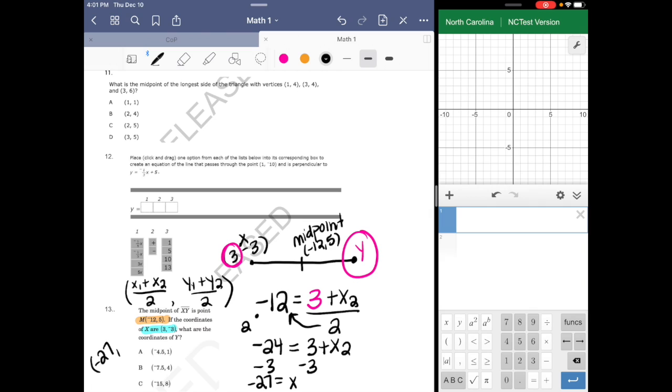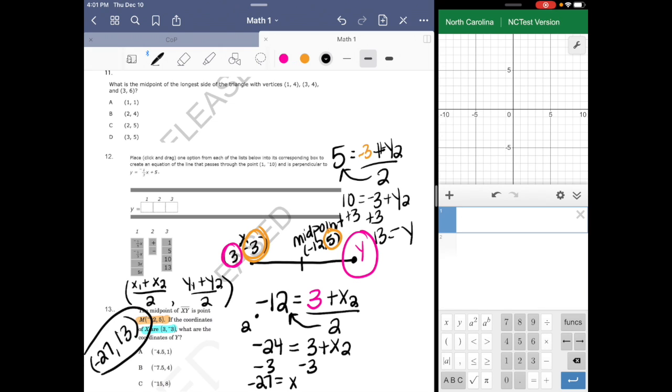So when I look at my y value, I have a y value of my midpoint, that's 5. So I'm going to do 5 equals my y1 plus y2 divided by 2. Well, we know that my y value is negative 3. So I'm going to come over here and substitute that y value in. So again, I'm going to solve this. I'm going to multiply and then add 3. And I get 13. So my y value is 13. And there's my other endpoint.